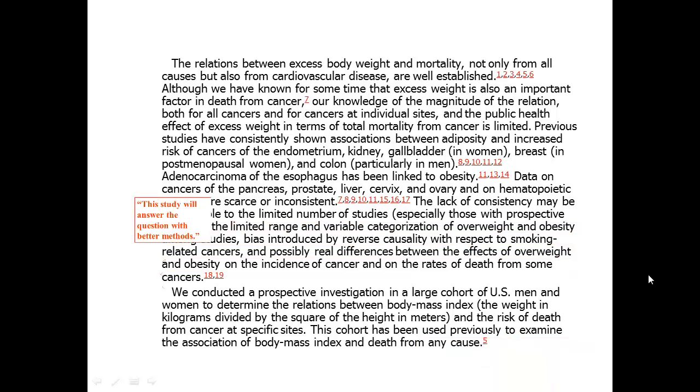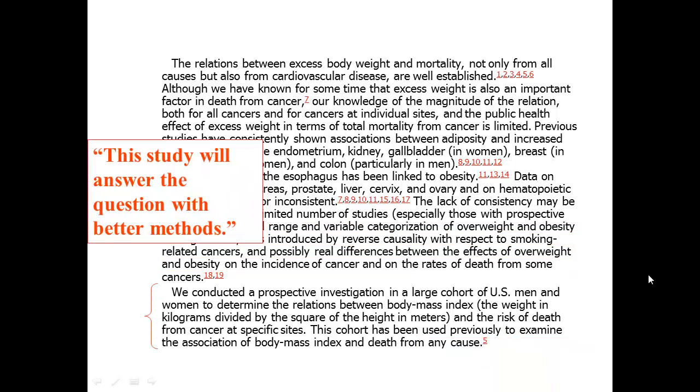And then they get to their statement of their question of interest. So what did they do? We conducted a prospective investigation in a large cohort of U.S. men and women to determine the relations between body mass index and the risk of death from cancer at specific sites. So this is both a statement of what their aim was, they want to determine this relationship, and what they did. They ran a prospective investigation in a large cohort.